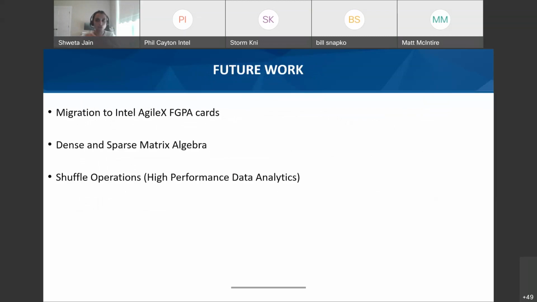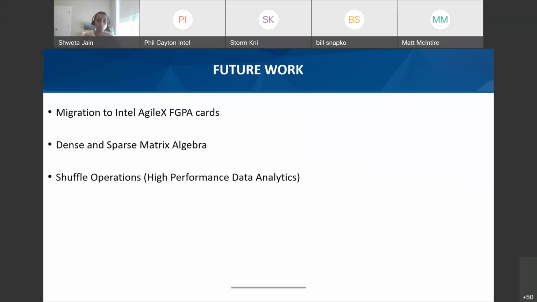Concluding with the future work, as I mentioned earlier, we are primarily focused on migrating all these functionalities to the Intel Agilex FPGA cards, which are going to provide significant performance improvements for both these operations. We are going to further use these enhanced constructs to develop an end-to-end application which is targeting matrix libraries like DGEMM and SpGEMM. These matrix operations rely very heavily on scatter-gather type of operations for data movement and consolidation.